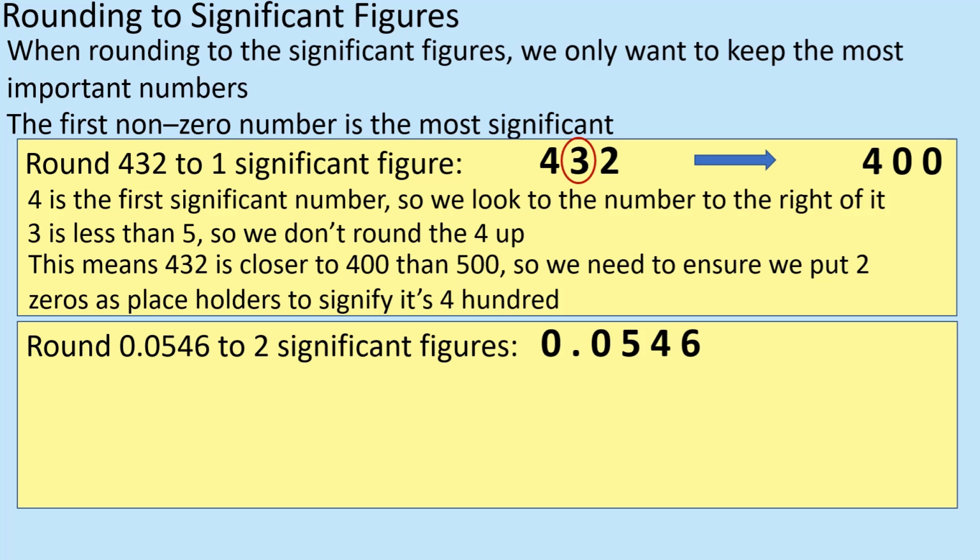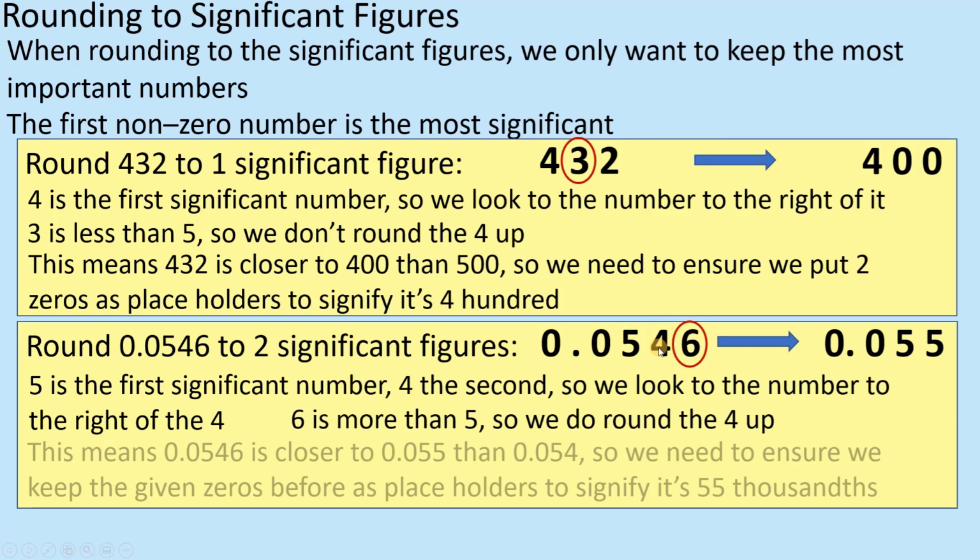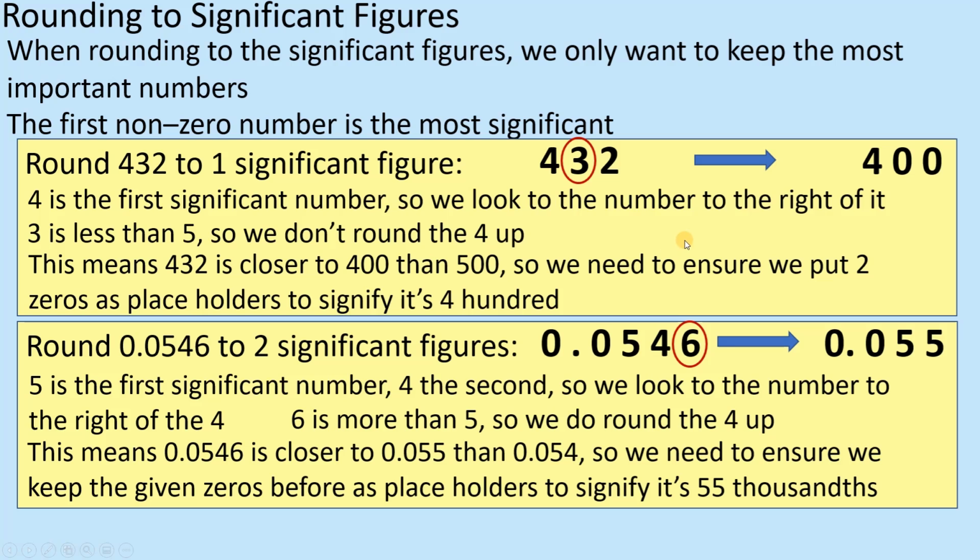Well, the first significant figure here is the 5, so 0.0546. That's your first significant figure, and then that's the second significant figure, so I've got to decide if I round it up or not. Well, of course, I do. So that means I'm going to have 0.055. Like anything, if you're looking for one significant figure, you need one digit which is not 0.